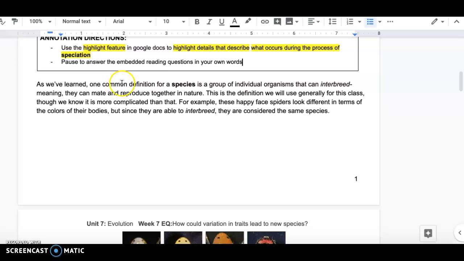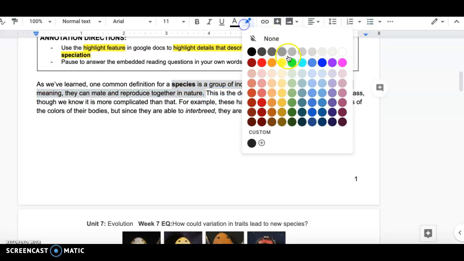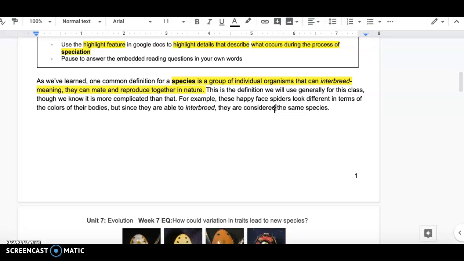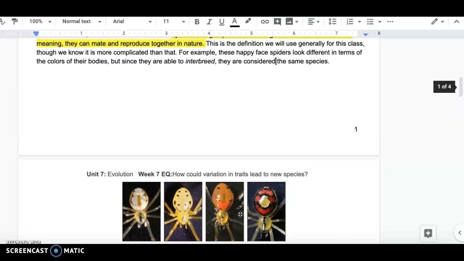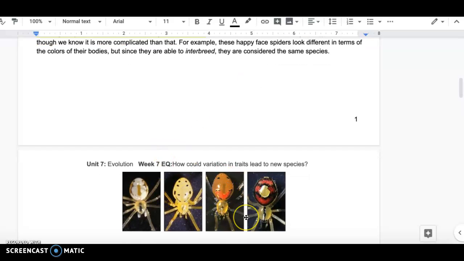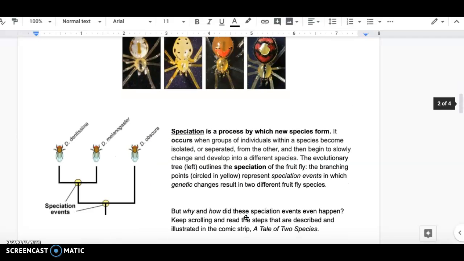As we've learned, one common definition for a species is a group of individual organisms that can interbreed, meaning they can mate and reproduce together in nature. So I would highlight that definition of species. This is the definition we will generally use for this class, though we know it's more complicated than that. For example, these happy-faced spiders that you see on page 2 look different in terms of the colors of their bodies, but since they're able to interbreed, they're considered the same species.